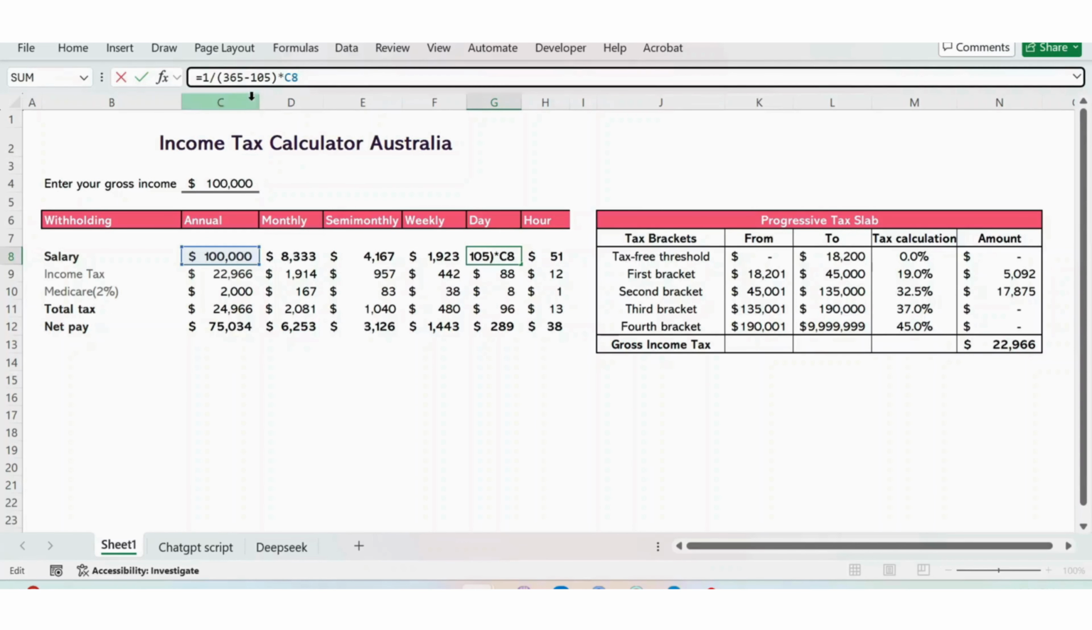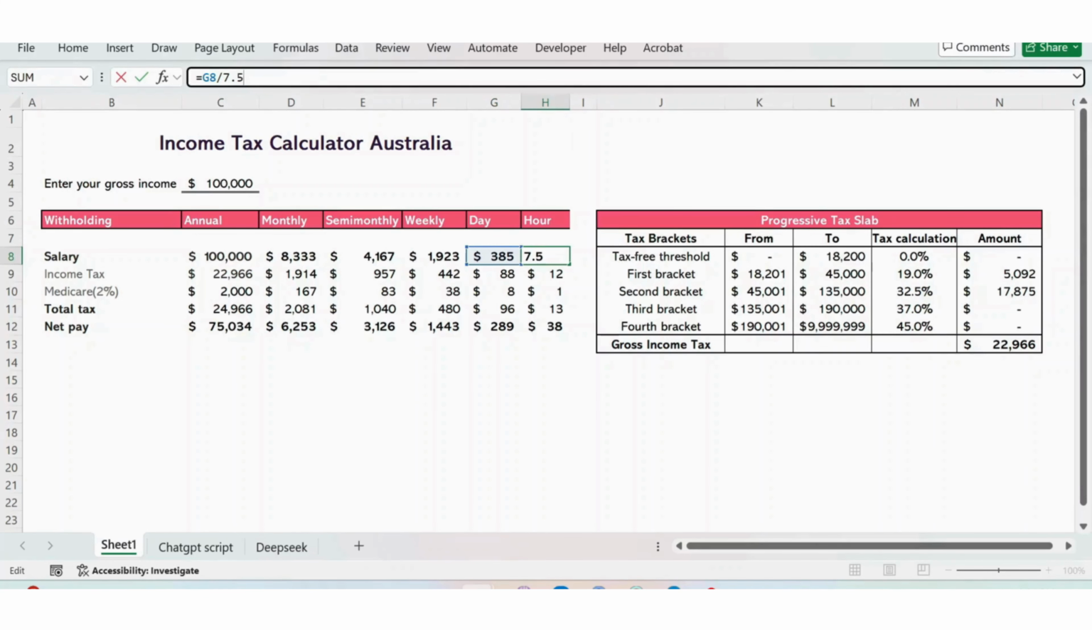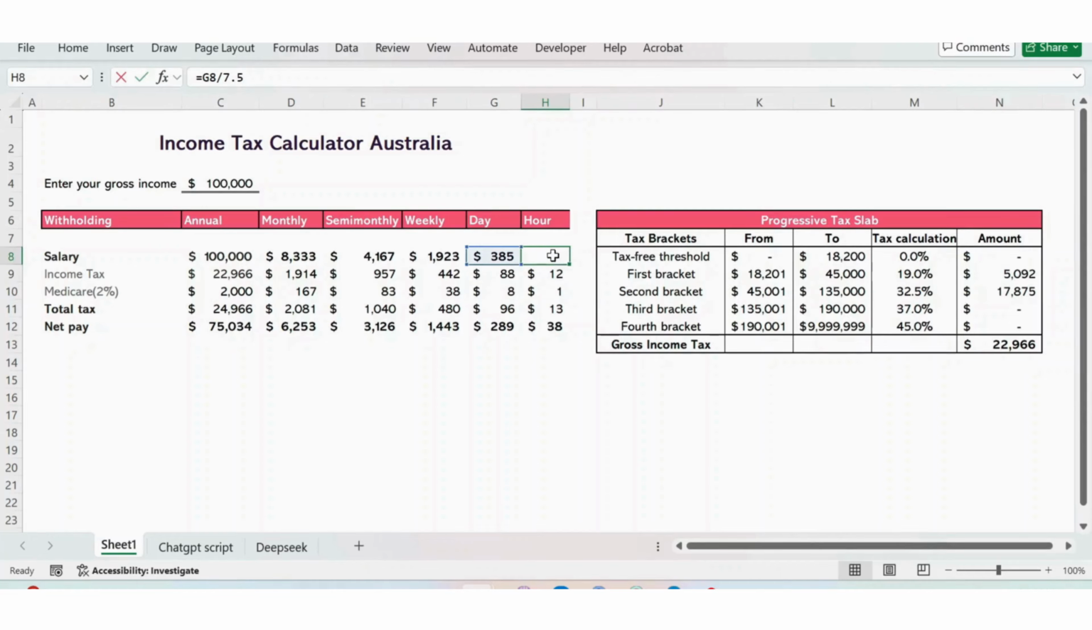Daily equals annual divided by 365 minus 105, which implies they assume 105 weekend days off, so $100,000 divided by 260 equals $385. Hourly equals daily divided by 7.5 hours, so $385 divided by 7.5 equals $51.28. The same formulas apply to income tax, Medicare, total tax, and net pay, so you see exactly how much you take home per pay period.